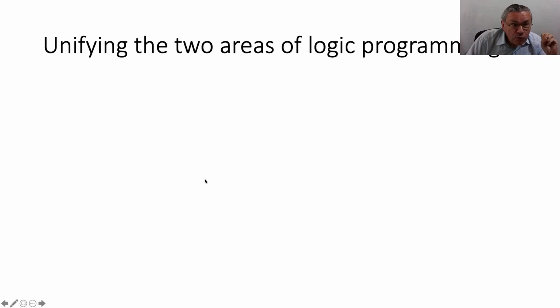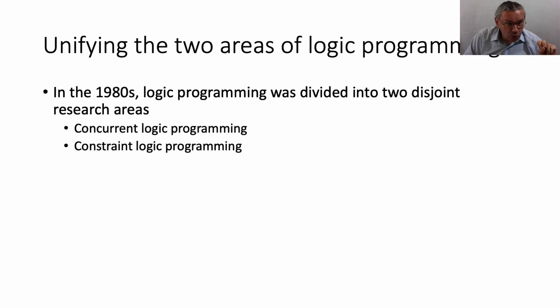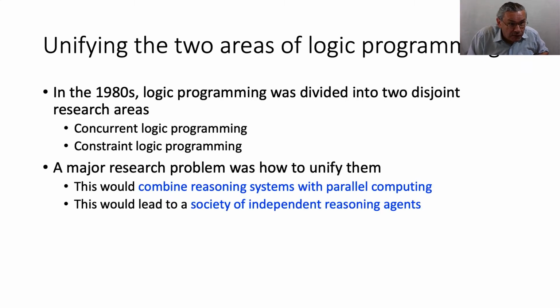Let me now explain the road that led from this vision to the actual system. It started when we wanted to unify the 2 areas of logic programming. So we had on the one side concurrent logic programming, on the other side constraint logic programming, and they were disjoint research areas in the 1980s.